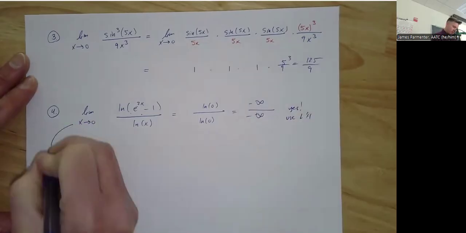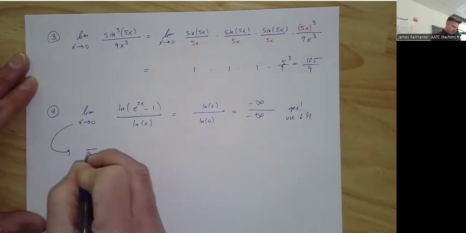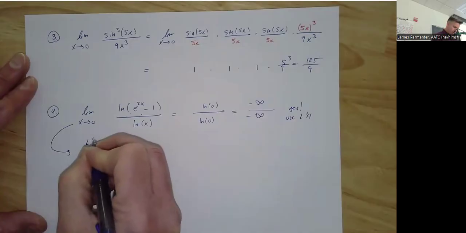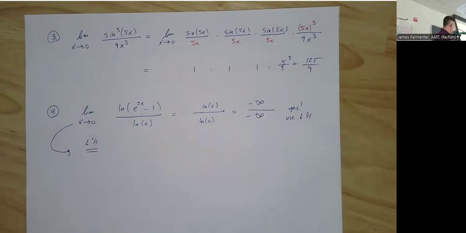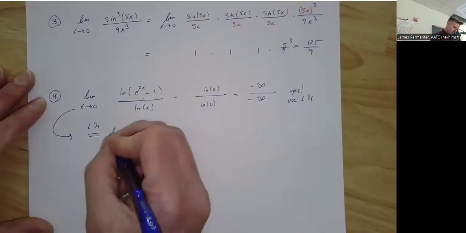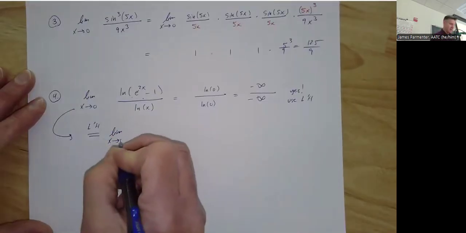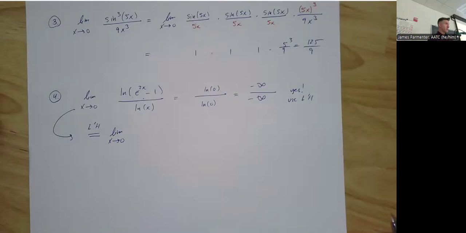So then we rewrite this. We say it's equal to, and I appreciate this notation, an L apostrophe H to show that you're actually using it. Still write the limit. You have to write the limit. It's not L'Hopital's rule without a limit. They both start with L, right? You've got to have an L thing.